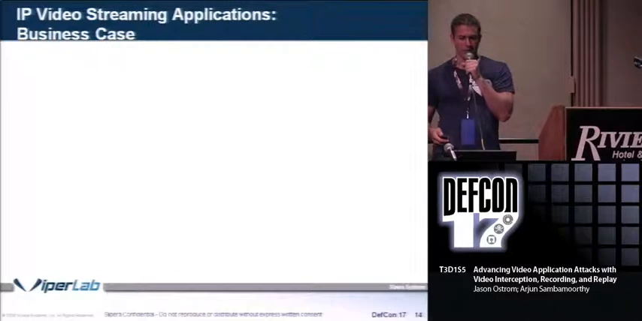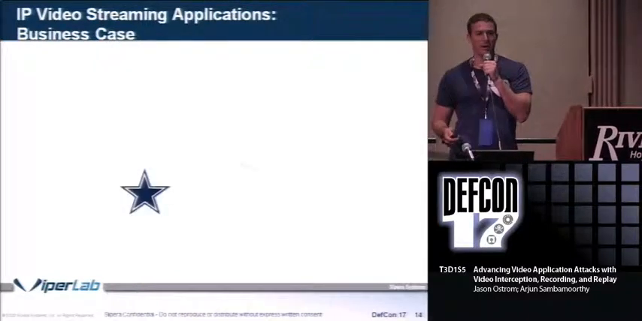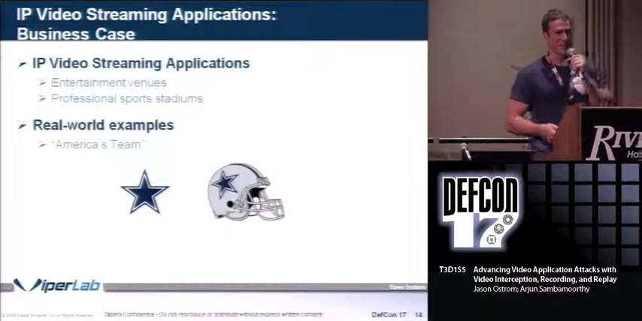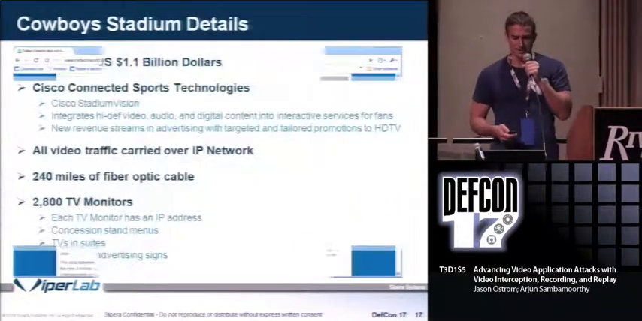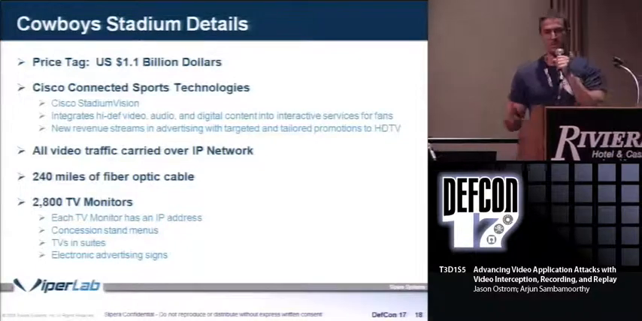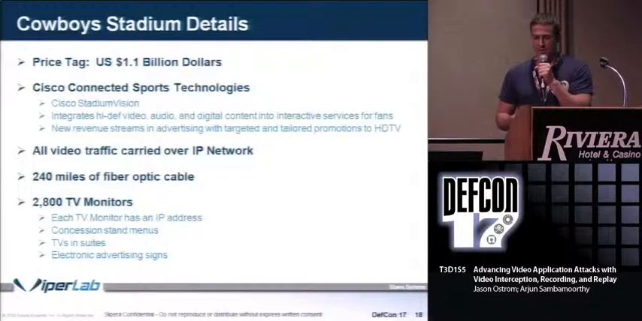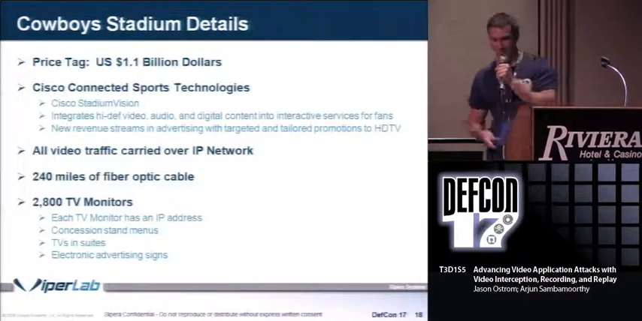Okay, on the IP video streaming applications, we have America's team, the Dallas Cowboys. Brand new stadium, awesome. And we've got a lot of stuff in the press about the Dallas Cowboys. They have an all-IP video network. It's this new Cisco StadiumVision technology. Cisco's partnered up with the Dallas Cowboys. And supposedly every single TV, IPTV, the video boards and everything has an IP address. So what does that mean for us? A lot of fun.